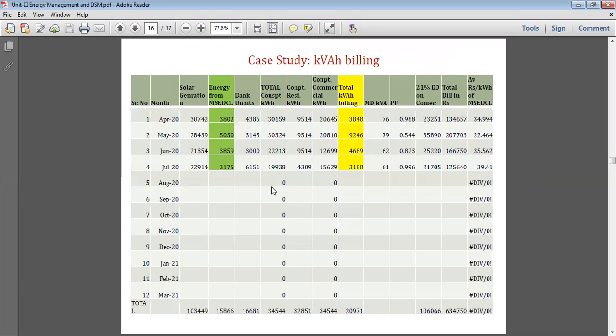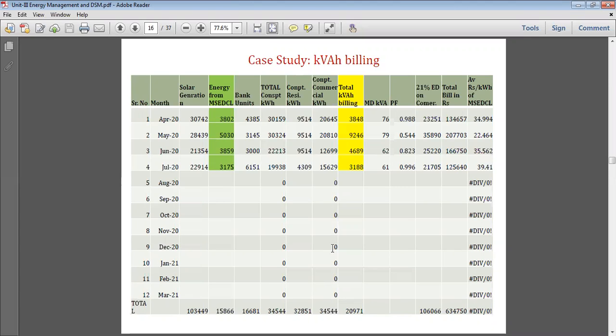Now the case study for the kVAH billing. Look at this figure. This is the energy generated from the solar, and energy taken from the MSDCL. It is from April, and in April, because of the lockdown, the consumption is very small. We have taken only 3,800 units from the MSDCL, and the excess energy of the generation is banked on the grid side.